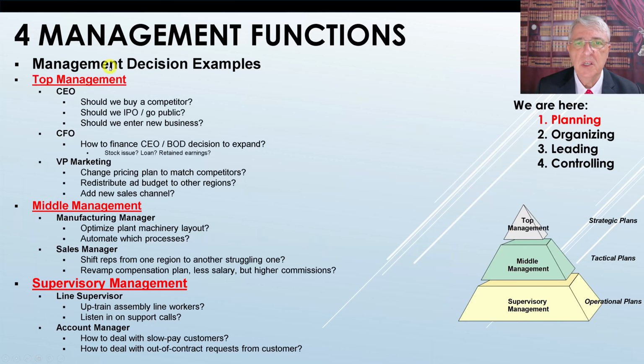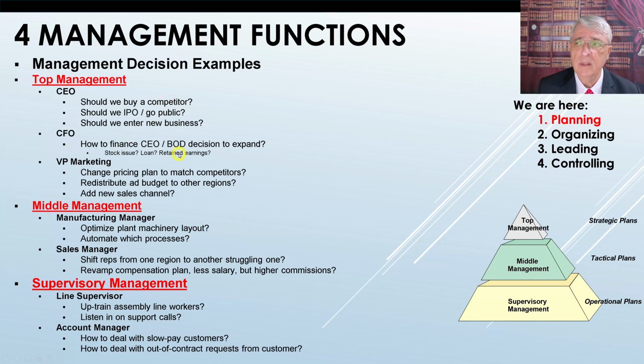Let's look at the decisions that each management level makes so you'll have a better understanding of where these decisions come from. Top management, the CEO is asking themselves questions like, should we buy a competitor? Would that be a good strategic move? Should we IPO? That means do an initial stock offering, or go public, take our company from private to public. Should we enter a new business? Would that be a good decision? The CFO will be asking themselves questions like, how am I supposed to finance these things that my boss wants to do? Am I going to issue stock? Am I going to go get a loan?